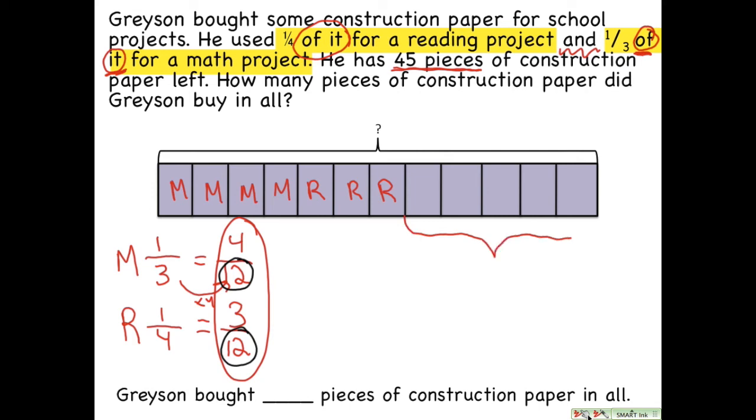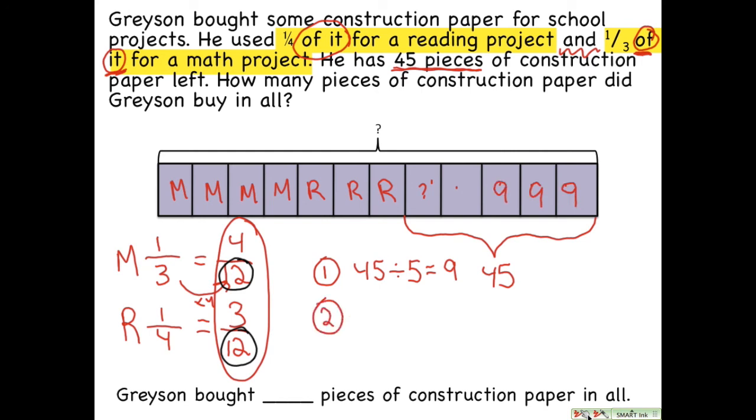And this is everything that's left over, which is 45 pieces of construction paper. I want to find out the total. So I'm going to begin by finding out what one of these units equals. Well, I have 1, 2, 3, 4, 5 units, and a total of 45. So 45 divided by 5 will tell me how much one unit equals, which is 9. So that means every single unit is 9. And I could go ahead and label them all, but you get the idea.